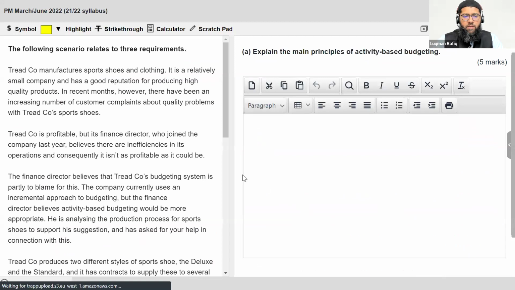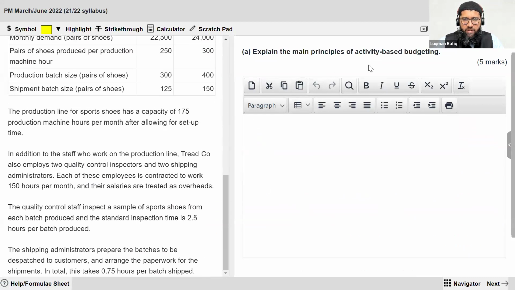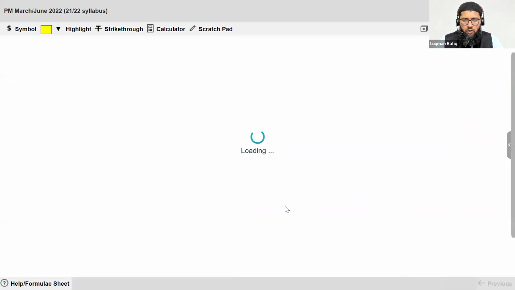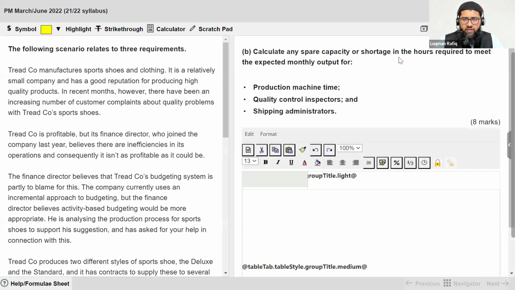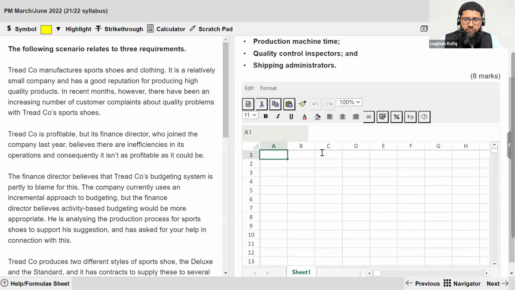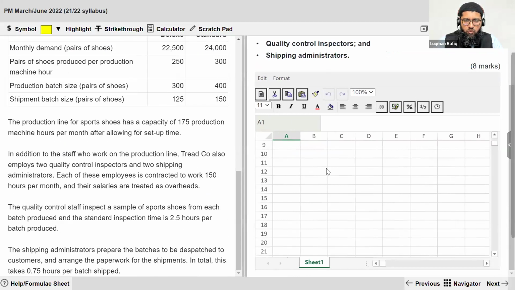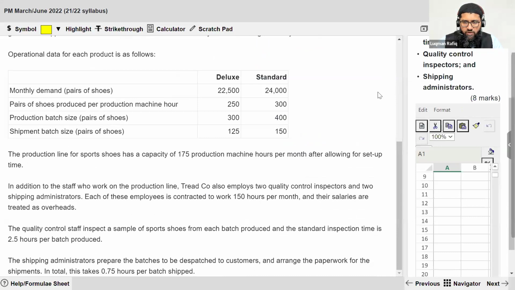Okay. Next paper that I'm heading towards is March June 2022. There is a requirement: explain the main principles of activity based budgeting. What else is there? Calculate any spare capacity or shortage in the hours required to meet the monthly expected output for production time, quality control inspectors, and shipping administrators. Again, I'll be giving you some 5-10 minutes to do the question.